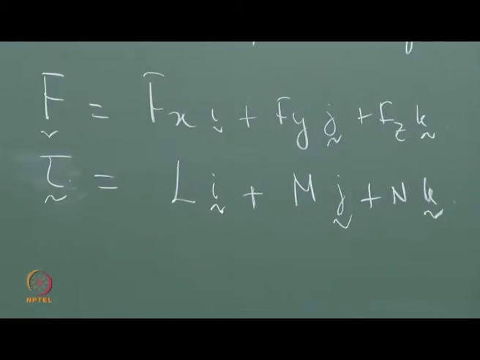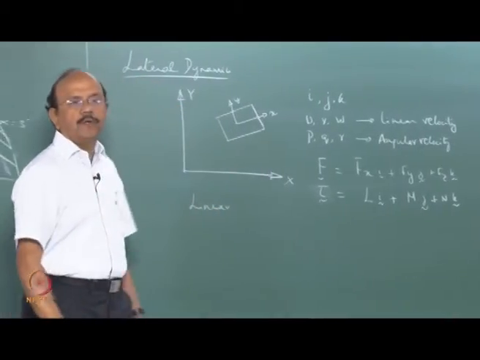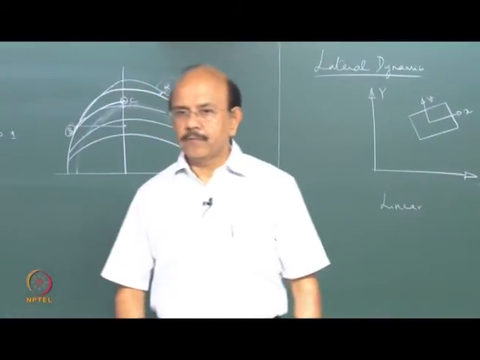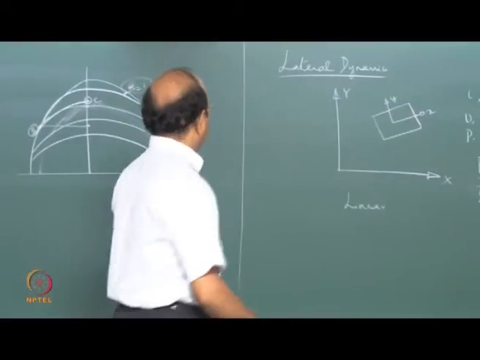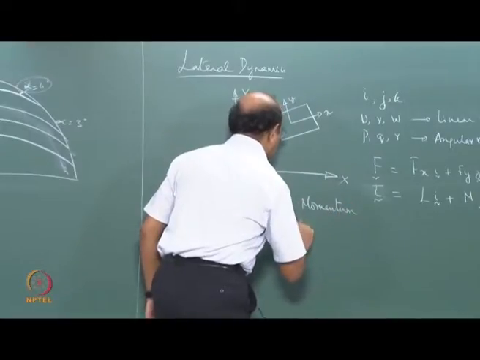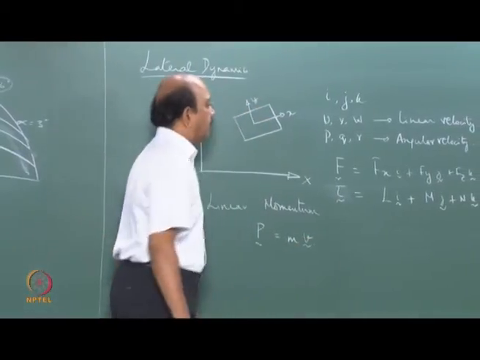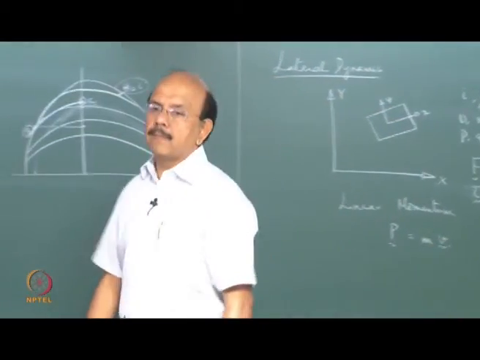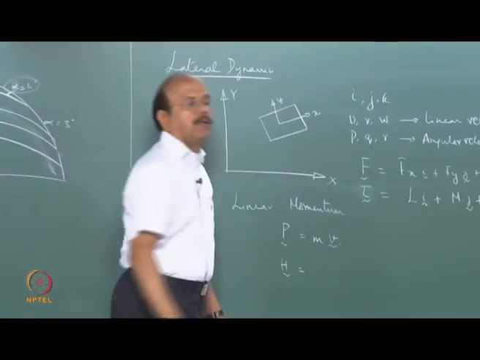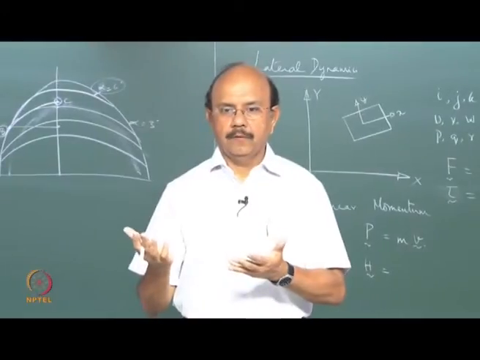What am I going to do? I'm going to first write down the linear momentum and the angular momentum, and I'm going to look at the rate of change of this momentum, and the result is the Newton-Euler equation, right? That's all I'm going to do. So let me write down first the linear momentum, P equals mv, and the angular momentum, let me call that as h. What is angular momentum? I omega, right?